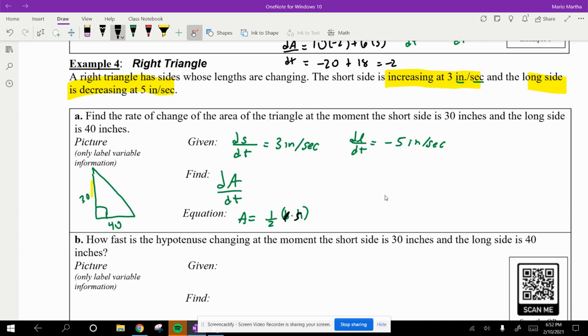So here again, it would be L and then S, and then here dl over dt. So I want to make sure that I'm using the same variables as I did right there. And then that's ds over dt. Again, draw your fish, and we end up with dA over dt equals 1/2, which is a constant, still remains. And that's going to be L times ds over dt, and then plus S, the short side, times the rate of change of the long side.